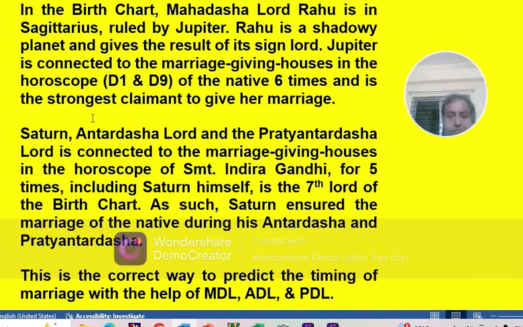Saturn, the Antardasha Lord, and the Pratyantardasha Lord are connected to the marriage-giving houses in the horoscope of Srimati Indira Gandhi, five times. Five times promise, not one time, not two times, five times, including Saturn himself being the 7th Lord of the birth chart. He is the owner. He will give the result.